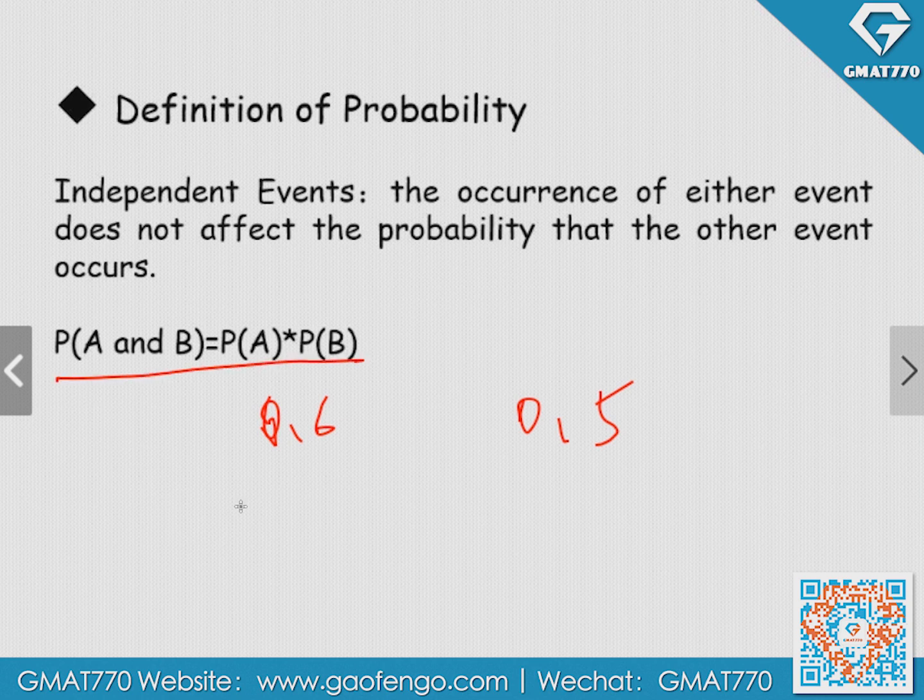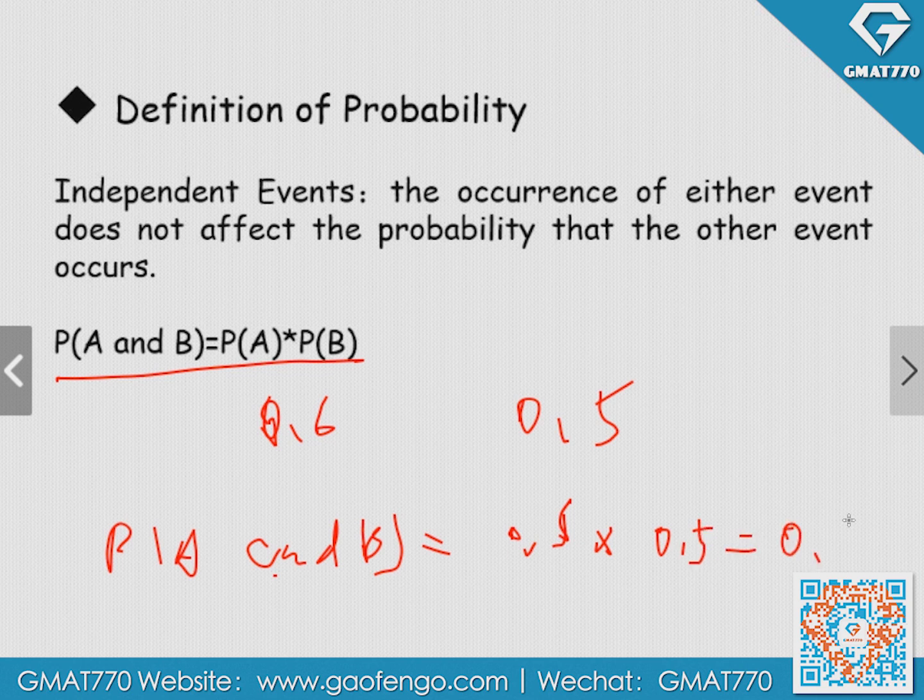So we'll use this equation. P(A and B) will equal 0.6 multiplied by 0.5, which is equal to 0.3. So 0.3 represents the probability of A and B. Please remember that this equation is only satisfied when the two events are independent. So if you want to use this equation, please remember to find out whether these two events are independent or not.